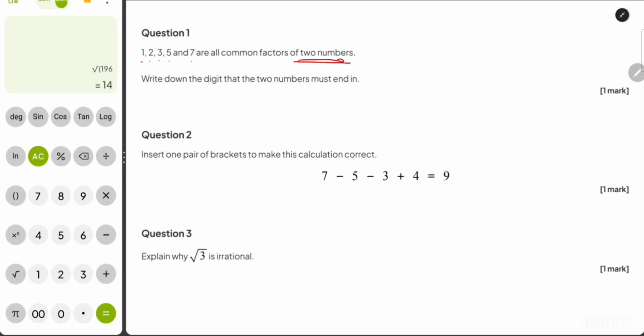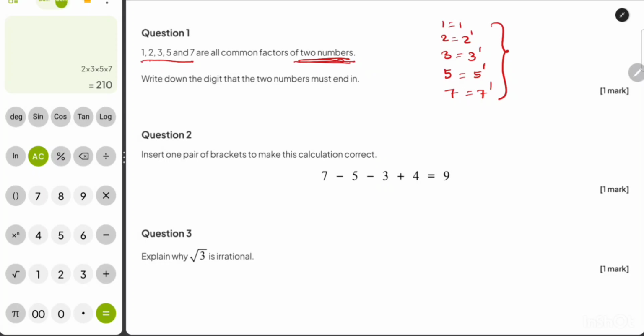So I will first find the common multiple of all these numbers. For that you can do the prime factorization. 1 is just 1 only, no prime numbers are there. 2 itself is prime, 2 raised to 1 only, 3 is 3 raised to 1, 5 is 5 raised to 1 and 7 is 7 raised to 1, because all are prime except 1. Now to find the LCM, you just multiply all of them. So on the calculator, 2 times 3 times 5 times 7, that is 210. So the numbers they are talking about will be multiples of 210.